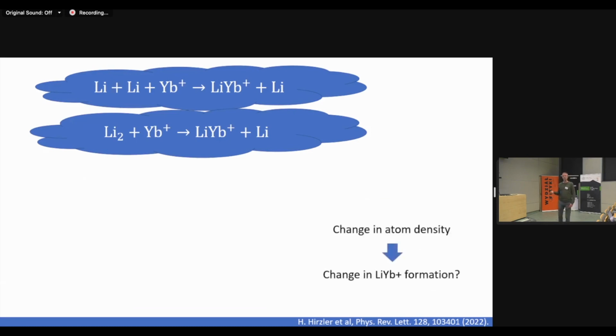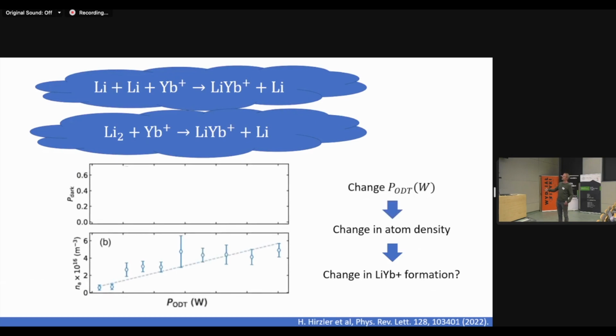And to do this, we change the atomic density, because the three-body interaction depends strongly on the density of the atoms. So what we can simply do is reduce the power in the optical dipole trap. So we kind of open up the optical dipole trap, and then the density of atoms goes down.